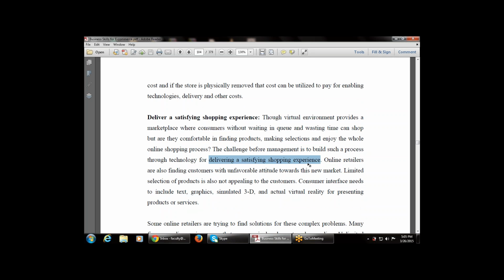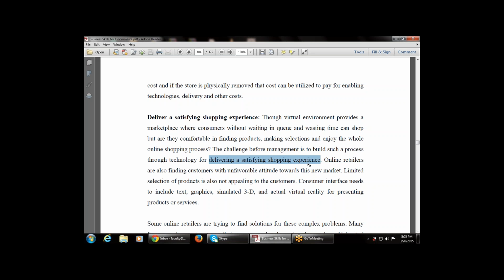That is, delivering a product is not the only aim, but satisfying the customer is also one of the major issues that management faces. So using technology for delivering a satisfying shopping experience is also a major issue in the managerial aspect.